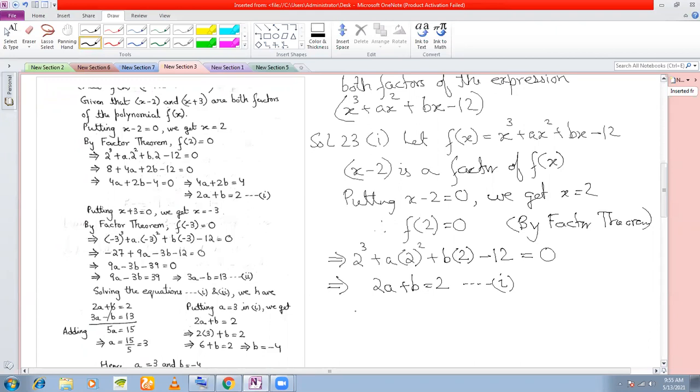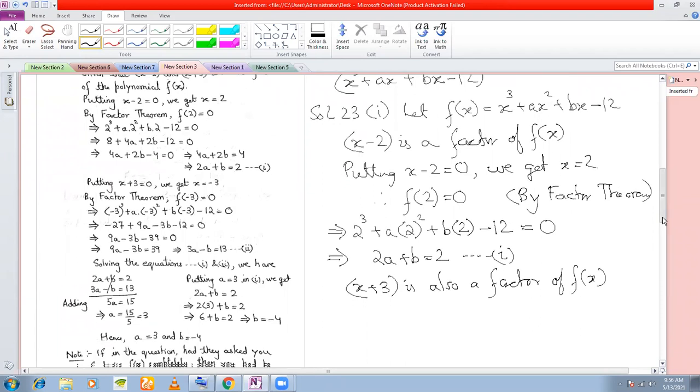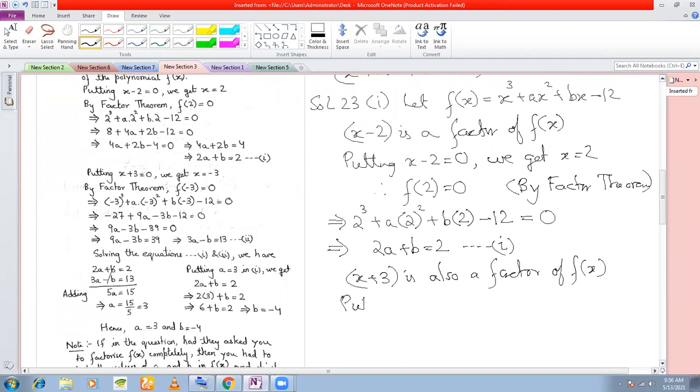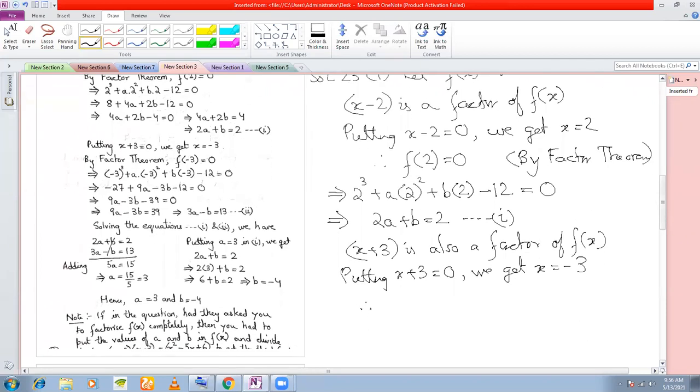Fine. Now it is also given that x plus 3 is also a factor of f(x). So putting x plus 3 equal to 0, we get x is equal to minus 3. Therefore, f(minus 3) must be equal to 0, again by the factor theorem.